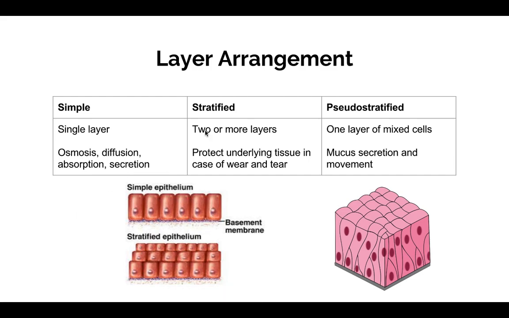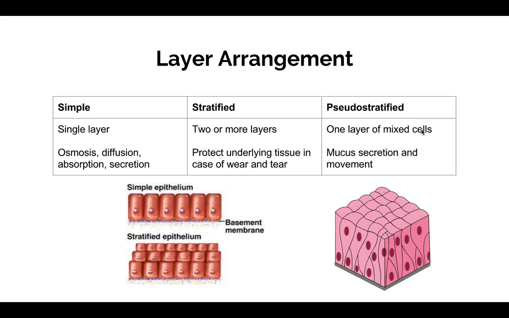All right, epithelial cells can be layered. If they are a single layer, it's considered to be a simple epithelium, in which it would function for osmosis, diffusion, absorption, and secretion. So those would be the simple ones that are in single layers. Stratified epithelium exists in 2 or more layers of cells that are stacked upon each other. So their responsibility would be to protect underlying tissue in case of wear and tear.